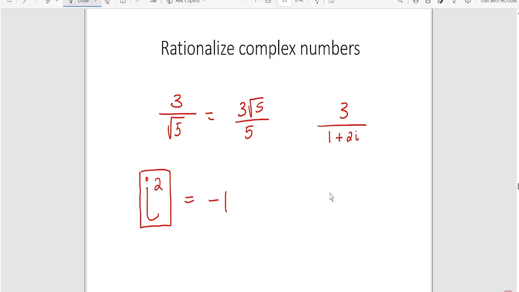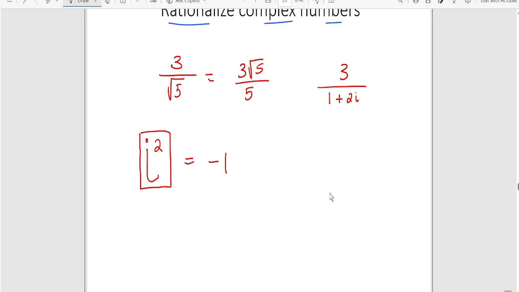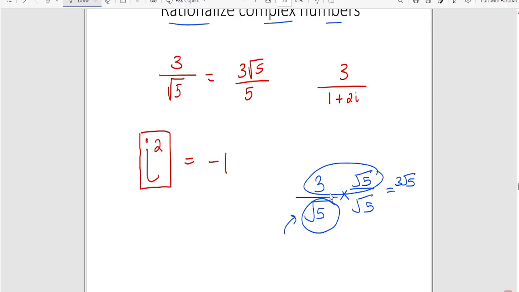Now let's see how we rationalize a complex number. Rationalizing means, for example, if we have a fraction where we have a square root number in the denominator, to remove this from the denominator, what we do is multiply numerator and denominator by this number, right? Because now if I multiply these two I get 3√5, and these two I get 5, because the square root squared is going to give me 5, right?